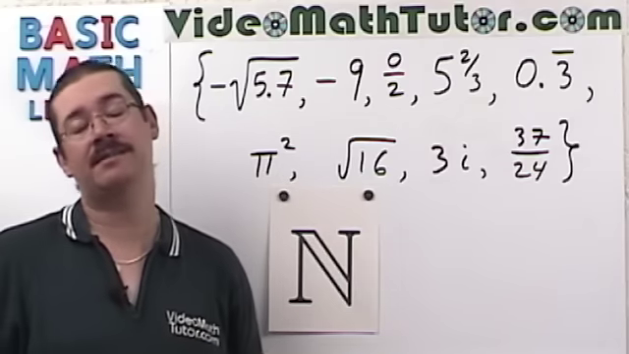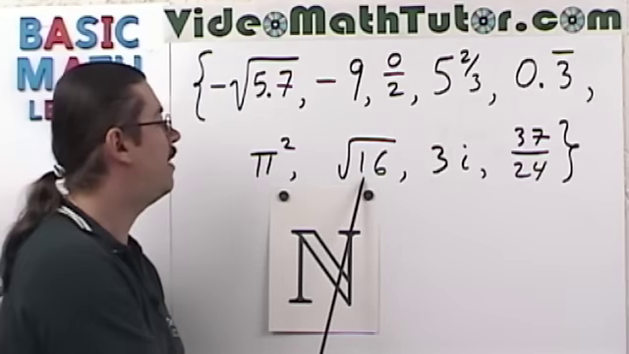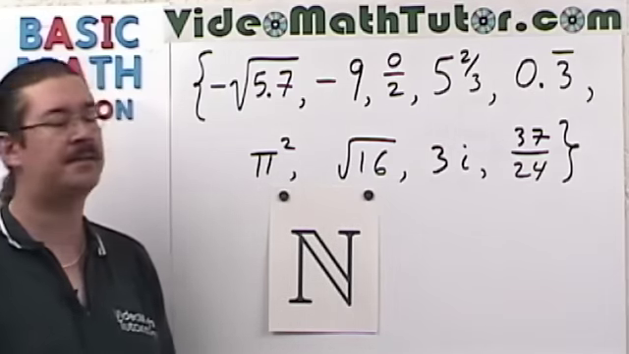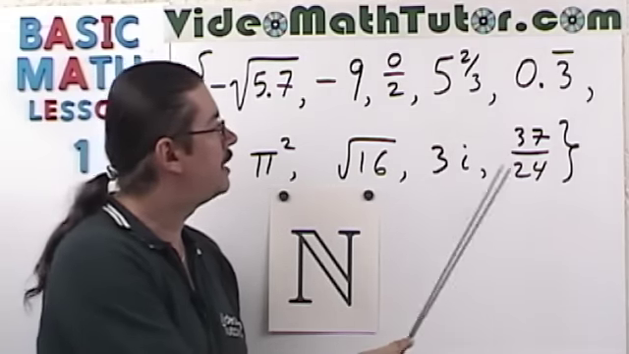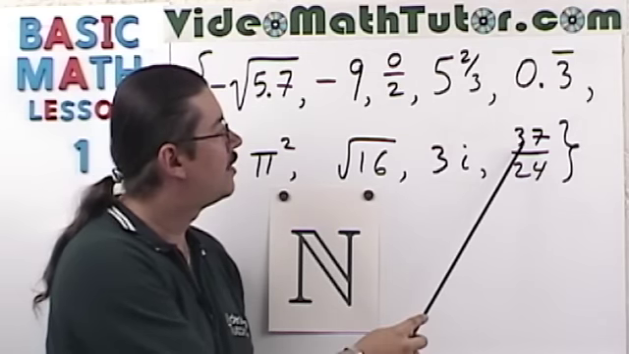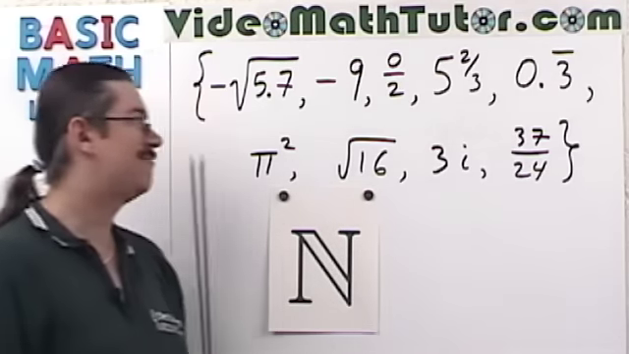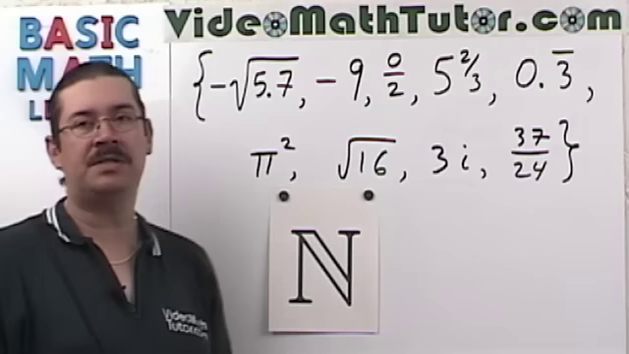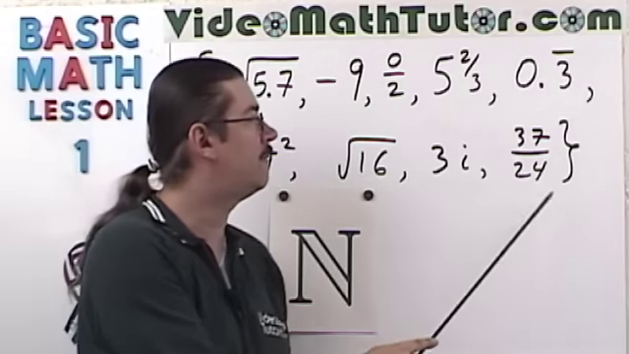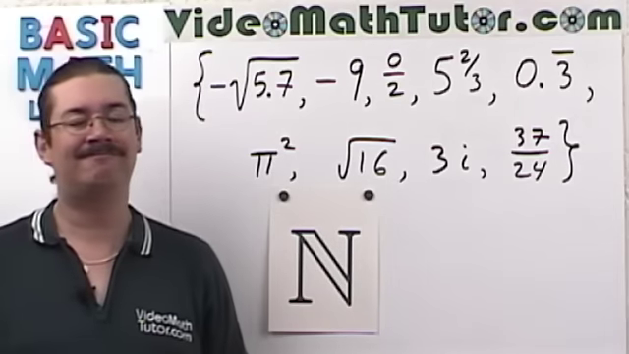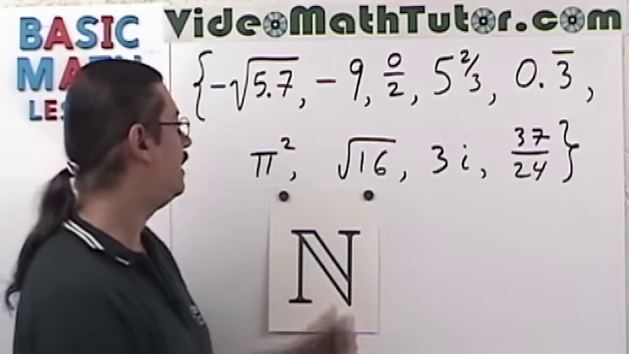And 4 is a natural number. So, we found our natural number right there. Are there any others? Let's see. 3i? No, that's imaginary. That's not even real. And 37/24? No. If I try to reduce that on my calculator, I get some decimal. In fact, try that. Just go 37 divided by 24. You get some decimal. So that's the only natural number.